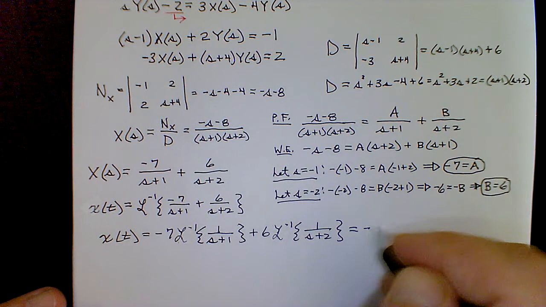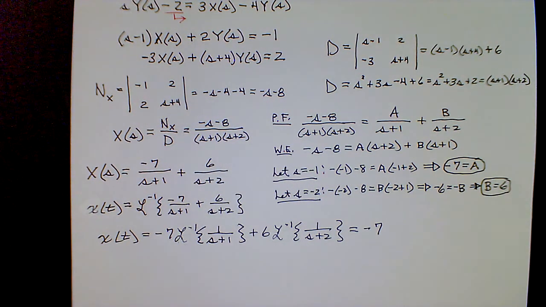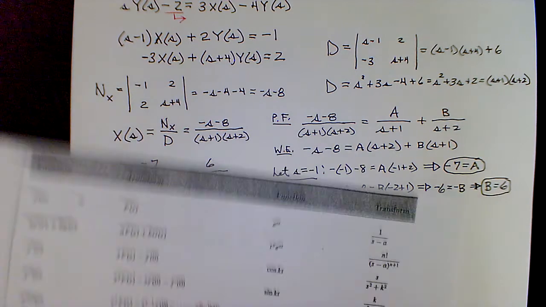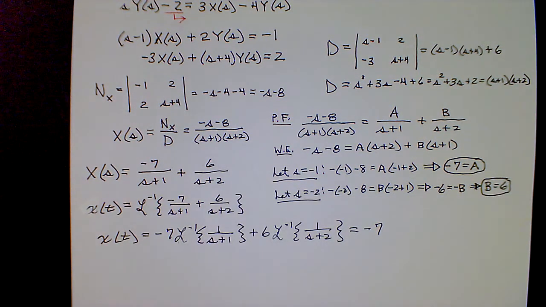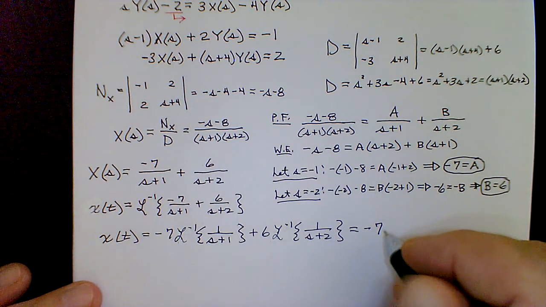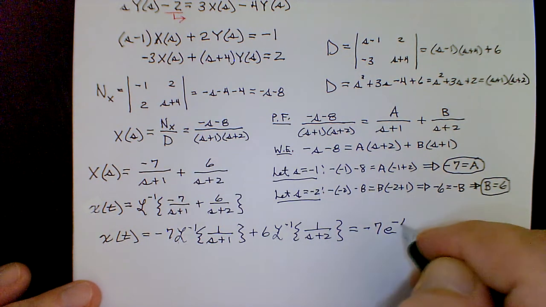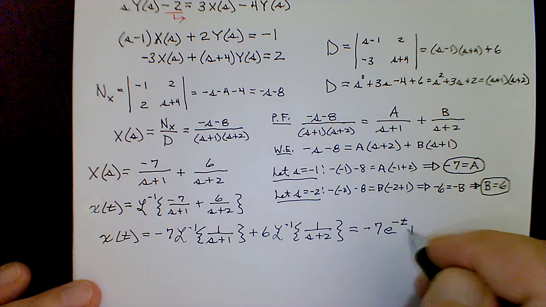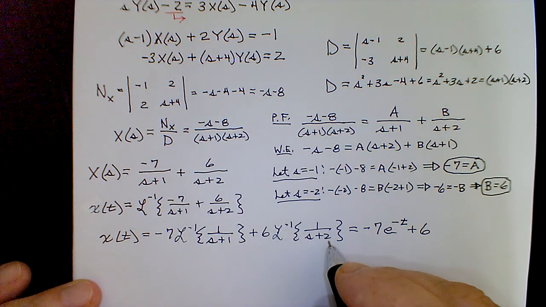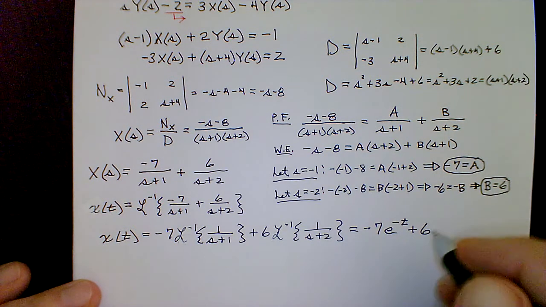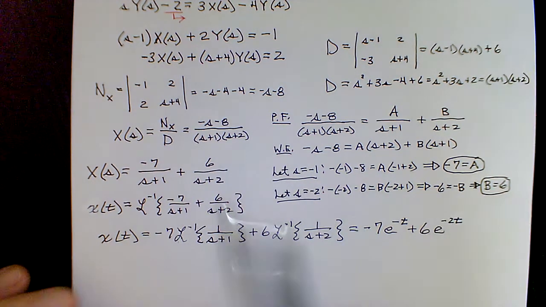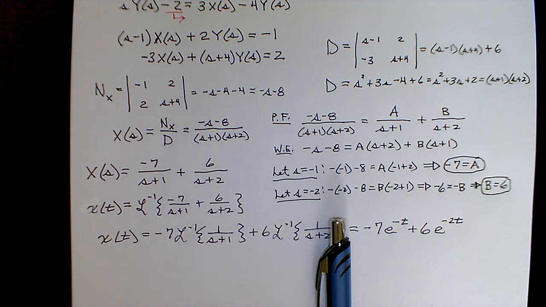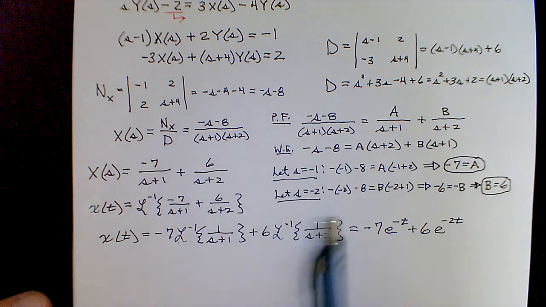And so using our table, at this point that one should be familiar, the 1 over s minus a form, because e often pops up everywhere in differential equations. So 1 over s plus 1, a is negative 1, so we have negative 7 e to the negative 1t, or just e to the negative t, and then plus 6. And 1 over s plus 2, a is negative 2, so e to the negative 2t. Okay, so now that's the solution for x of t.